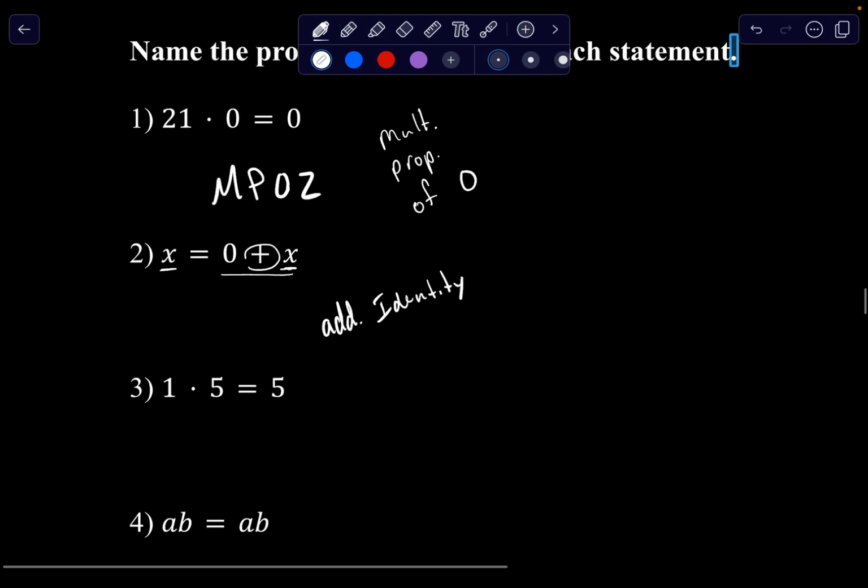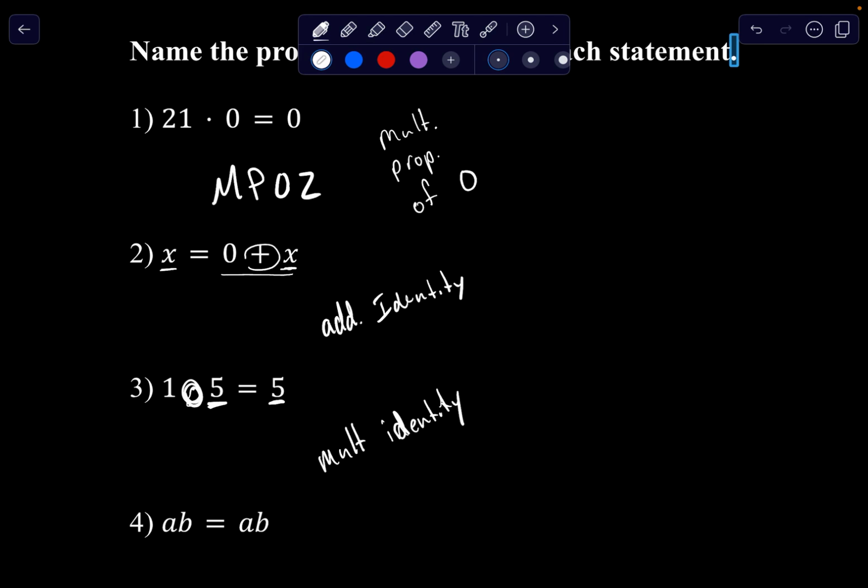Okay, next one, same thing. If we look at it, this 5 did not change, so we know it's identity. And this time we are multiplying, so it's multiplicative identity.